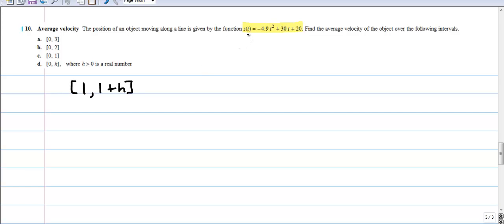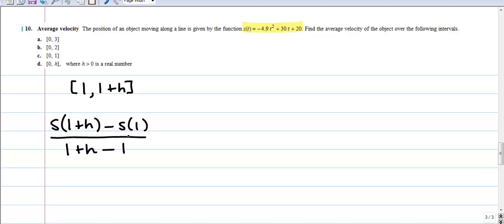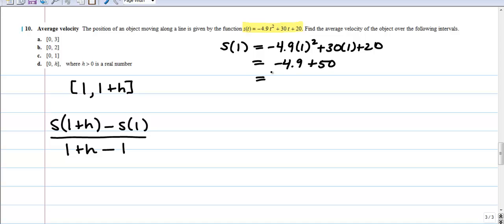And so whenever I do this one, so s of 1 plus h minus s of 1 over 1 plus h minus 1. So my first goal is to figure out the numerator. I know the denominator is going to be h. It's going to simplify to h. And so if I look up here, the first thing to do that's easiest is s of 1. Plus 30 times 1 plus 20. So this is going to be negative 4.9 plus 50, which will be, what would that be? 50 minus 4.9. So 45.1.